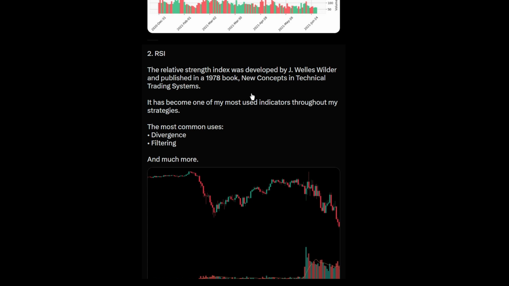Now, it has become one of my most used indicators throughout my strategies. I pretty much have RSI in all of them. That's depending, but I currently run 7 futures algos, all on the NinjaTrader platform, fully automated, over instruments like ES, NQ, crude oil, things like that. And as I mentioned, 2 common uses I think are divergence and filtering.